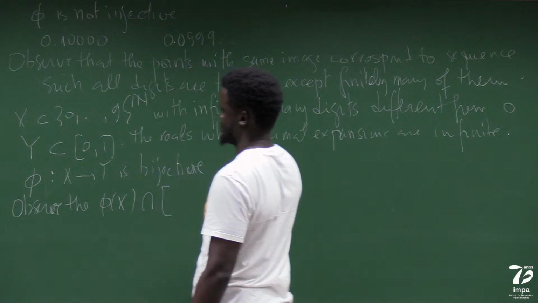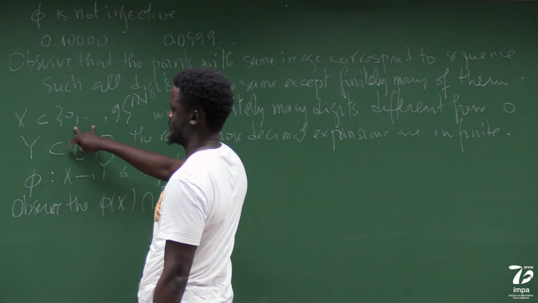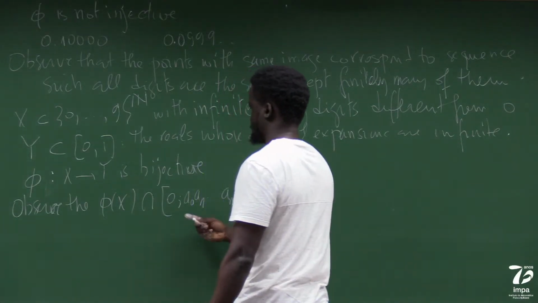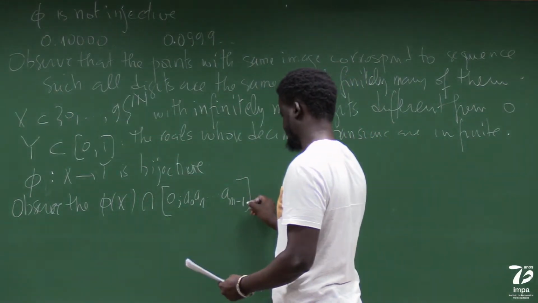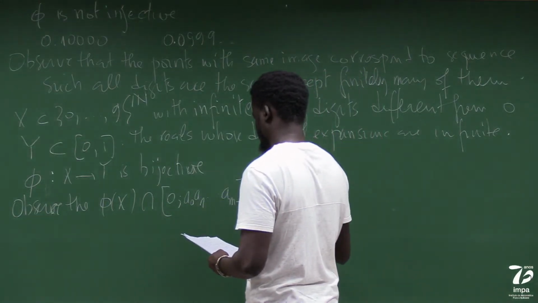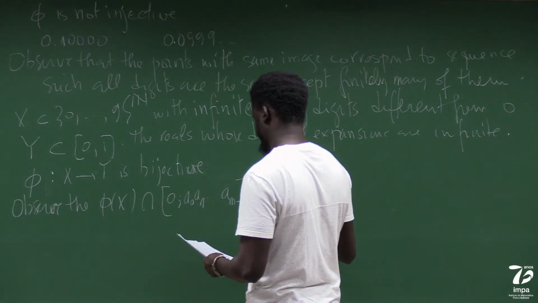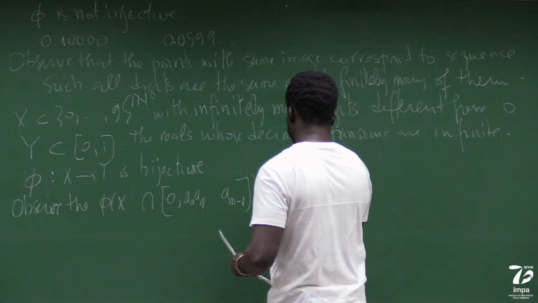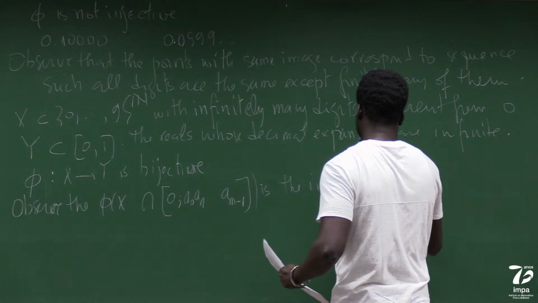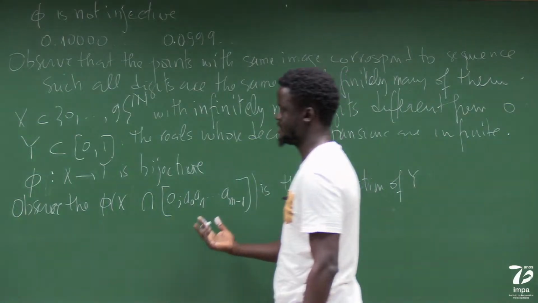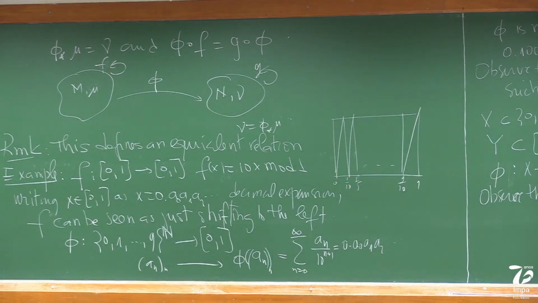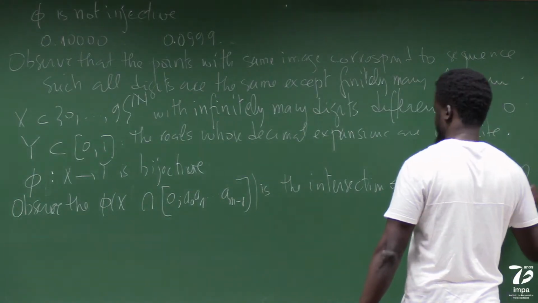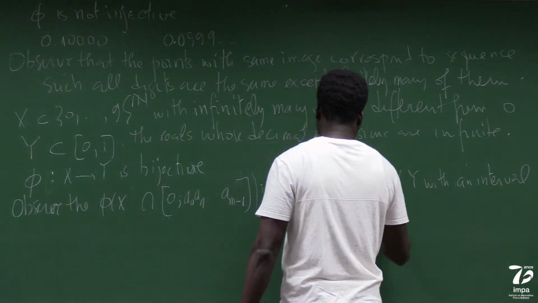We have seen the cylinders and the topology, the way we define it here. If you take this cylinder A0, A1, ..., A m minus 1, this defines the topology on this space. So X intersected with this cylinder is the intersection of Y with an interval of length 10 to the minus m.